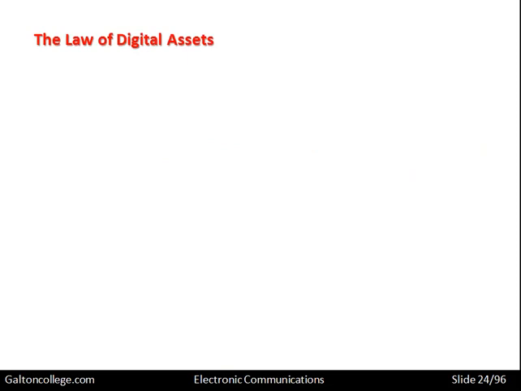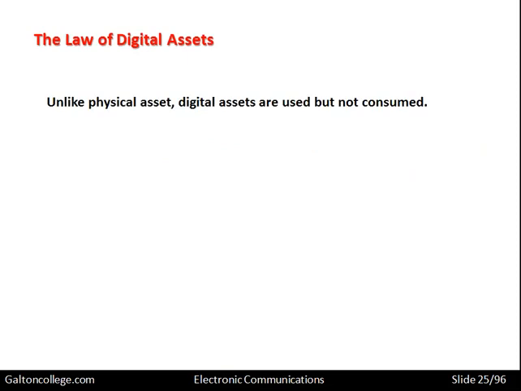Now let's look at something called the law of digital assets. Unlike physical assets, digital assets are not consumed. Physical assets are consumed. We use up physical assets in the production process. But digital assets, for example, documents, saved reports, these are not consumed. They may be accessed many times, and they're still there at the end. They're still in the same pristine form at the end.